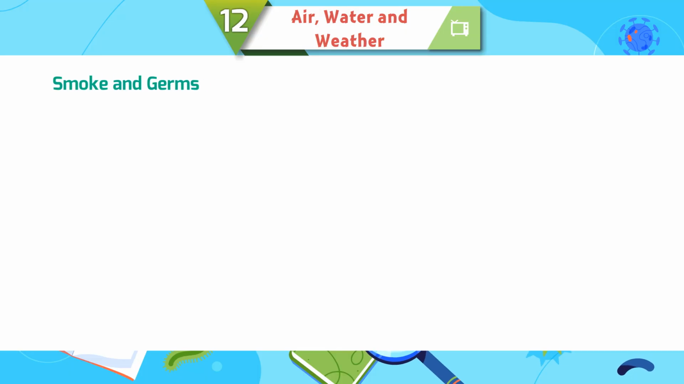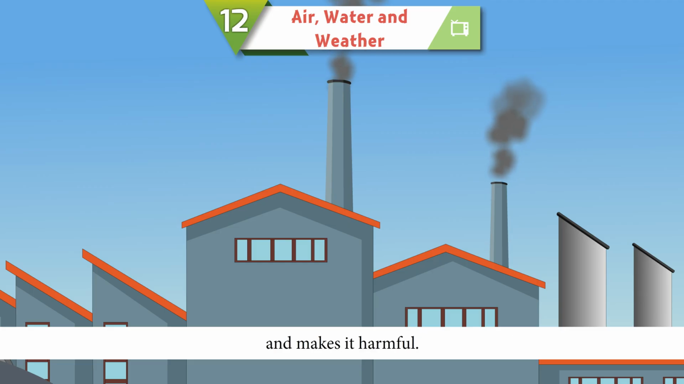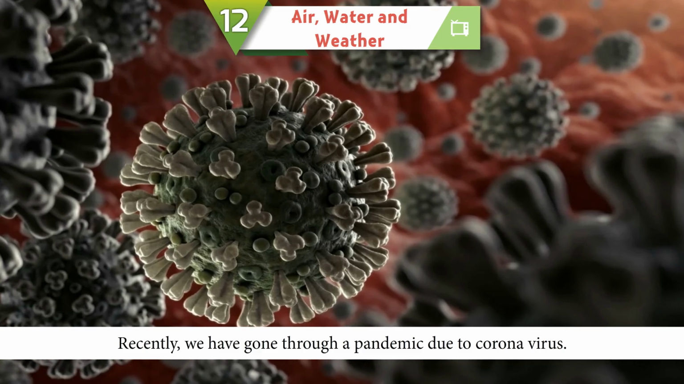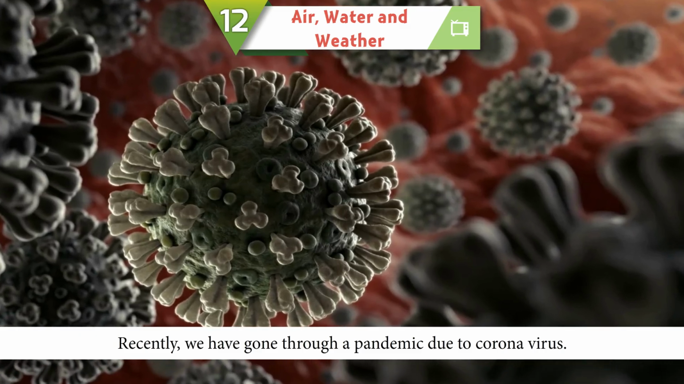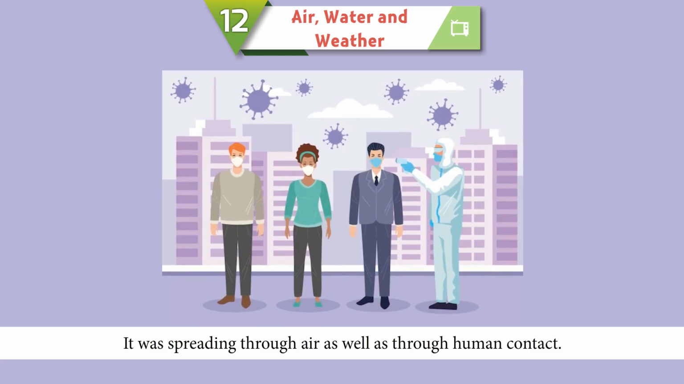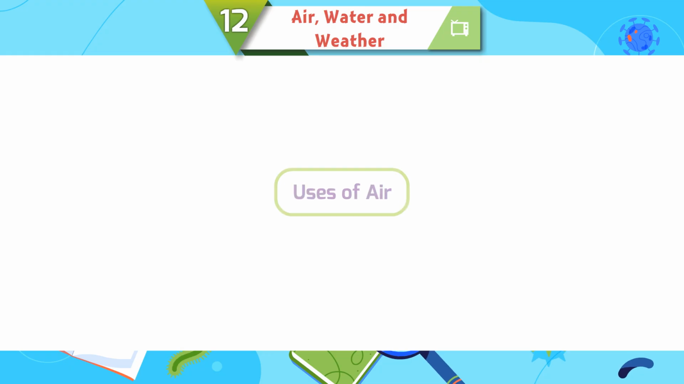Smoke and germs. Smoke comes out from factories and vehicles. All this smoke mixes with the air and makes it harmful. Sometimes air contains germs and viruses also. Recently, we have gone through a pandemic due to coronavirus. It was spreading through air as well as through human contact.